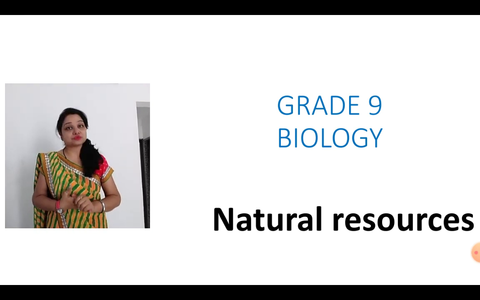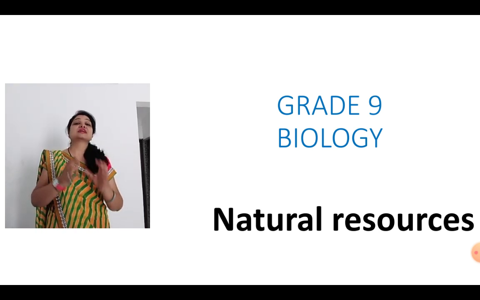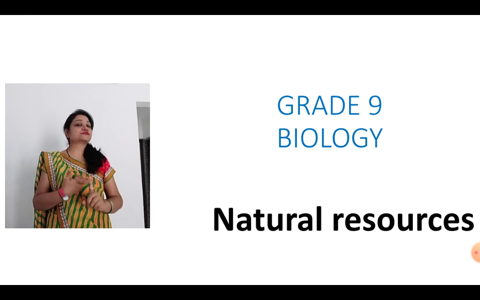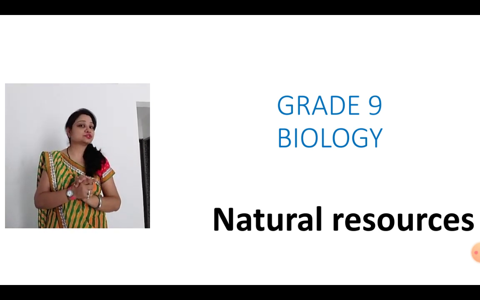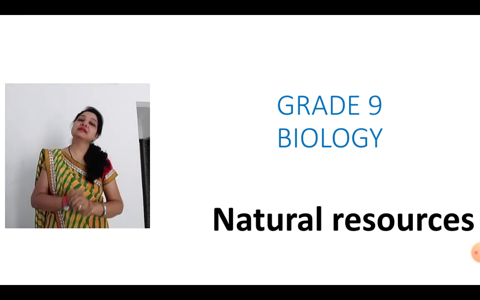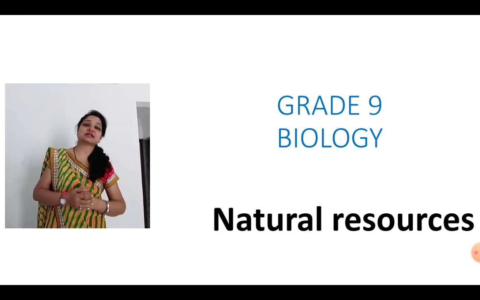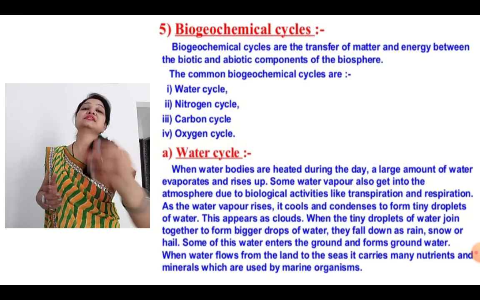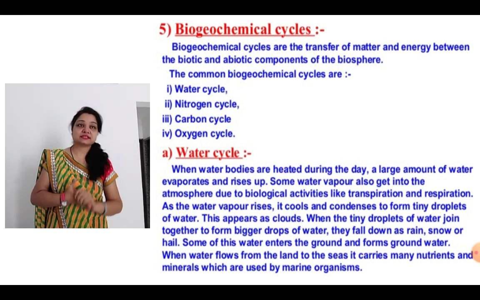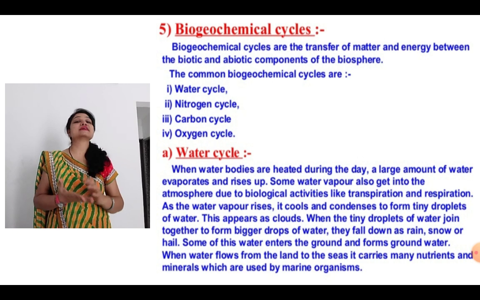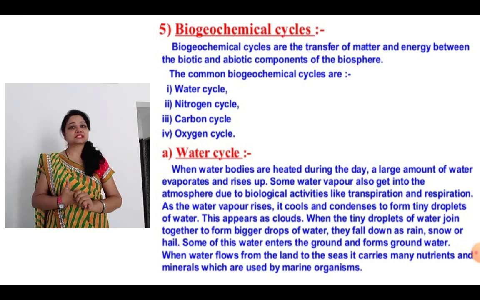And students, as you all know, we are discussing natural resources in this chapter. We have so far discussed the atmosphere, the lithosphere and the hydrosphere, which all together constitute the biosphere where we all are living. Now, in continuity with that, from today we are going to start with the biogeochemical cycles. Now what are these? These are the transfer of matter and energy between the biotic and abiotic components of the atmosphere. These are the biogeochemical cycles.